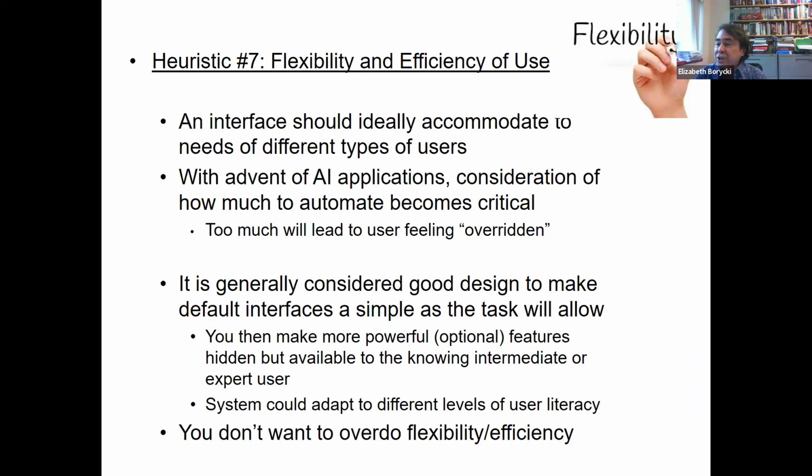Flexibility, Nielsen 7, was flexibility and efficiency of use, that the system should accommodate different types of users. Looking at this again through the lens of AI, with the advent of AI applications, consideration of how much to automate becomes critical. You don't want the user feeling overridden. You want them to have some flexibility as well. Systems could adapt to different levels, for example, of user literacy, but we don't want to overdo flexibility.